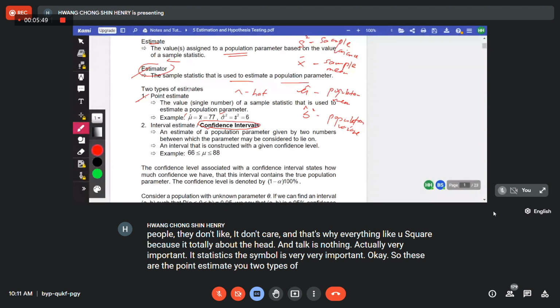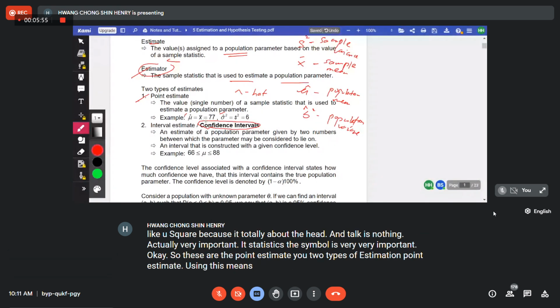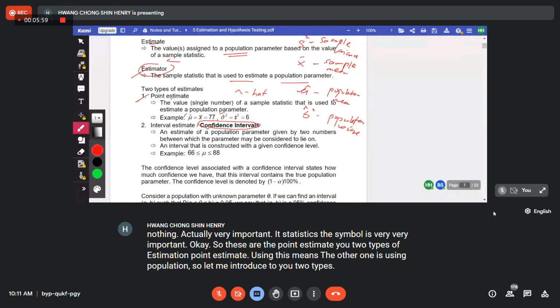Two types of estimation. One is using a point estimate, using this mean. The other one is using the population. So let me introduce to you two types. One is using the mean.